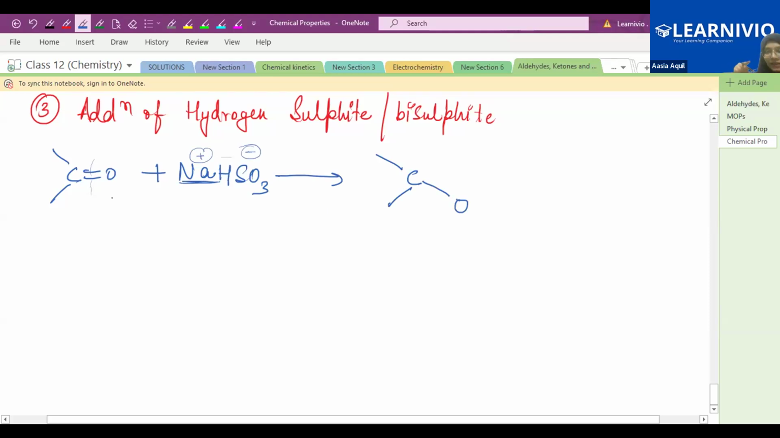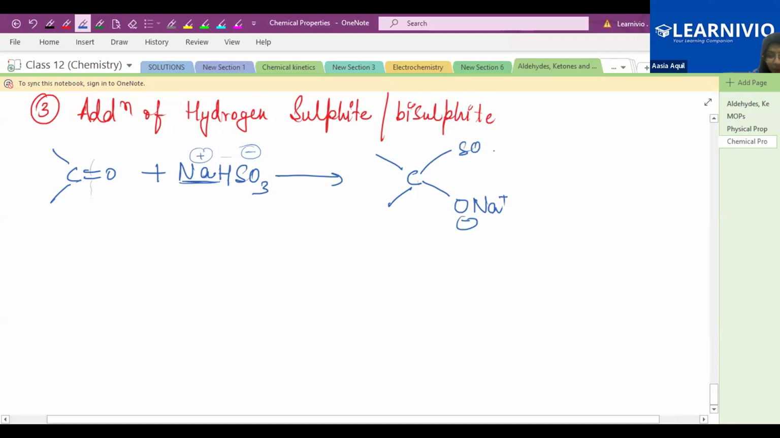HSO3: SO3H will get the negative charge and this Na will get the positive charge. So what happens? This carbon, oxygen, so oxygen has the negative charge. So the sodium will get attached to that. Here sodium comes, ONa. And here, the SO3 will get attached.